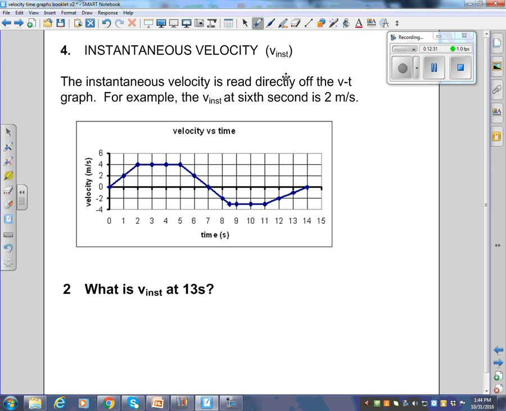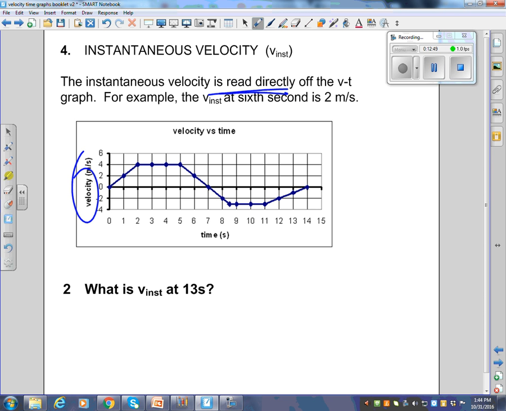Okay. Instantaneous velocity. How do we find instantaneous velocity? What kind of graph is this? A velocity time graph. It is a graph of the velocity, so you simply do what? Read it off the graph. Something we've done right from the start. Read it off the graph.